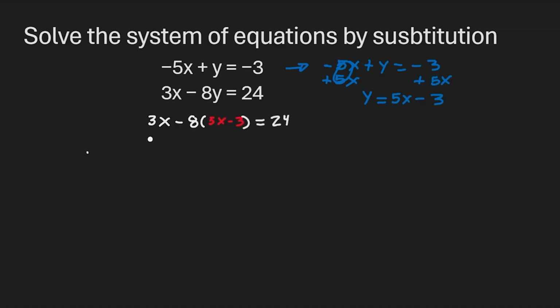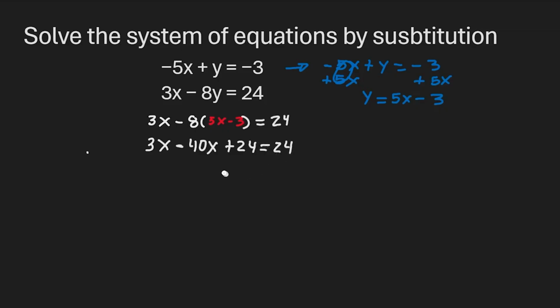So what I'm gonna do now is I'm gonna just bring down 3x, and now I'm gonna start multiplying. -8 times 5, you get -40x. -8 times -3, both of them are negative, so you're gonna get positive 24. And all of that should be equal to 24.